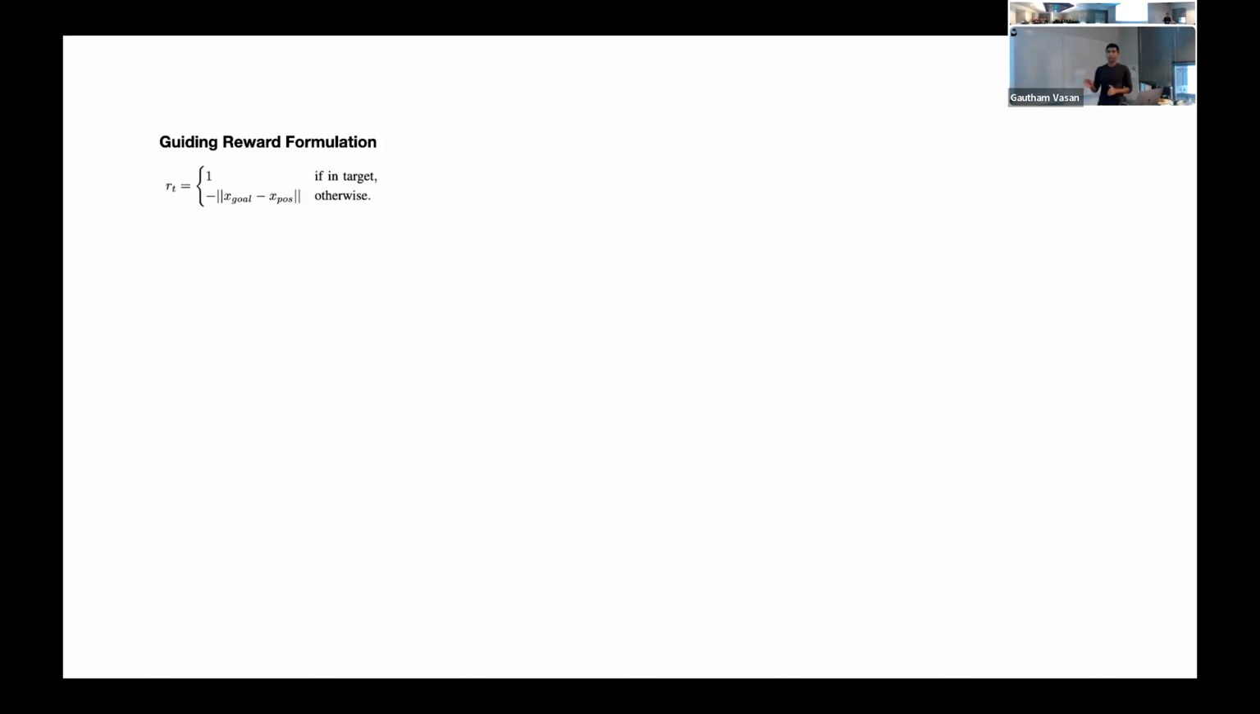So let's talk about the guiding reward formulation first. This is also known as the dense reward formulation. You say the robot gets a reward of +1 when it's inside the target. And there's another component which is based on the Euclidean distance. So the agent gets a large penalty when it's farther away from the target, and a very small penalty when it's close to the target. The first component is incentivizing the agent to just stay in the goal. The second component is telling it to get there as fast as possible.